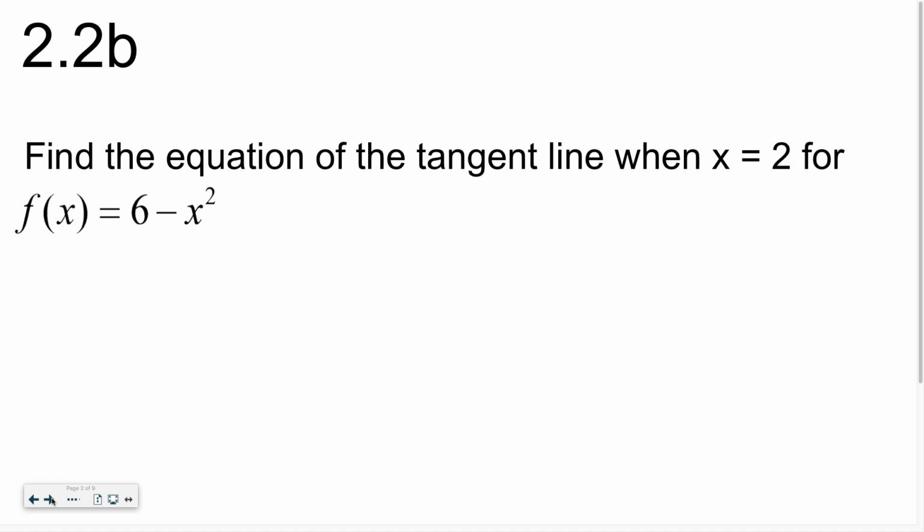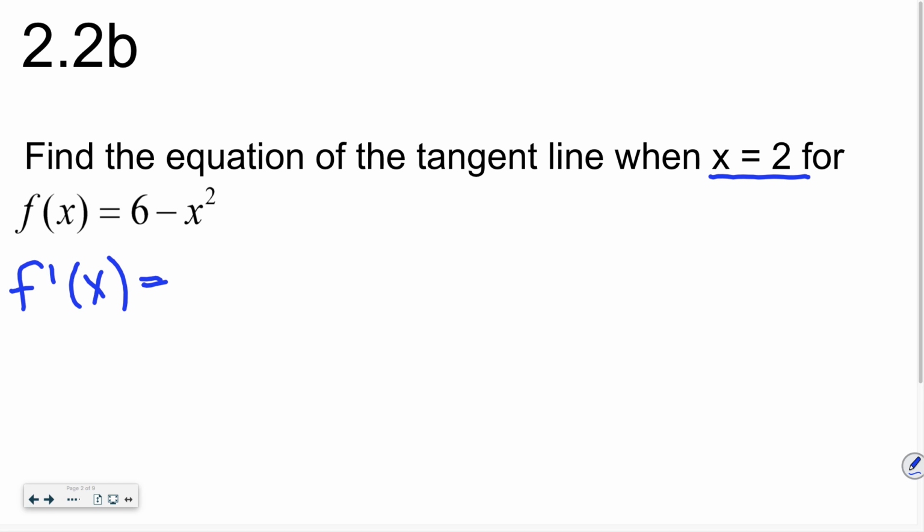In order to write the equation of a line, we need two things. Shout out one. We need slope. What else do we need? The point. Okay? So, we at least have x equals 2 and we have our function f of x. To find the slope, everyone say it together. To find the slope, we need to find the derivative. Okay, think about it. 6 minus x squared.